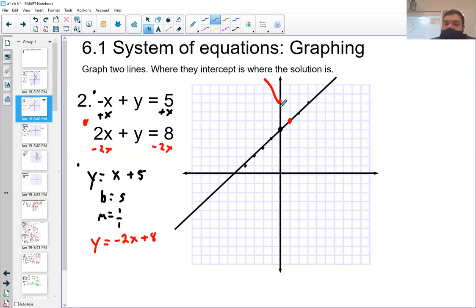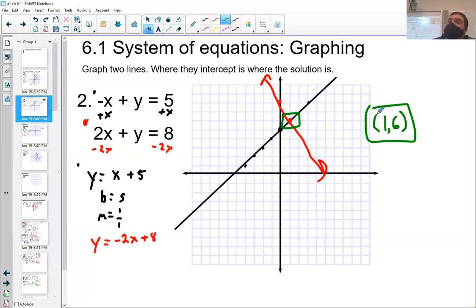So at that point, let me just draw my line, because I don't even care where the rest of the line is. There's only one place I care about in this situation. It's where they crisscross. Of course. Down 2, right 1. Other way, 1, 6. So your answer is 1, 6.